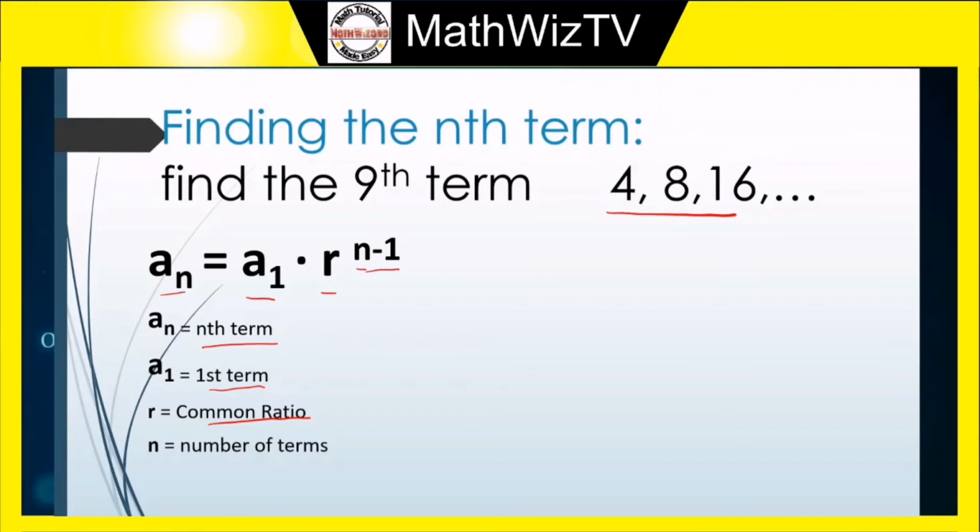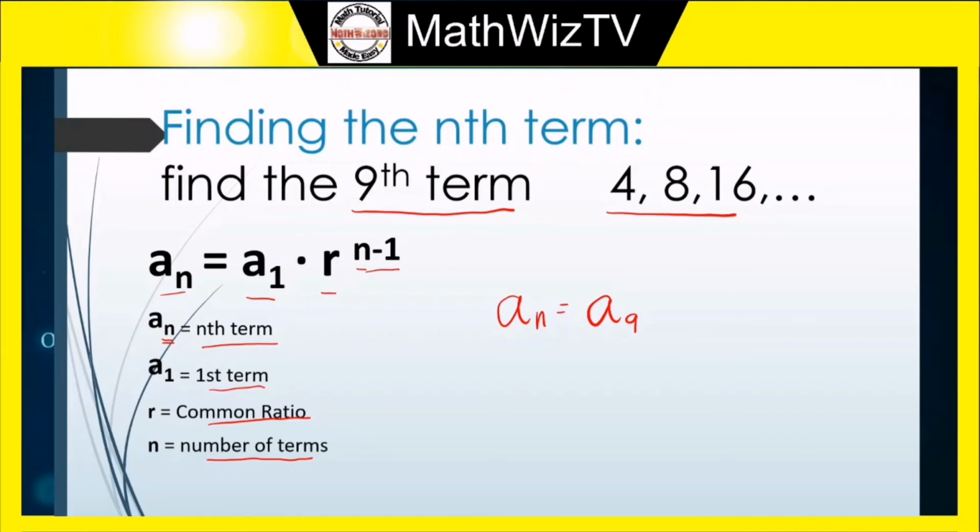So in here, n is the number of terms. Okay, so let us try. What is the value of a sub n? Do we have any value for a sub n? So in here, a sub n is not given. So we are looking for a sub n. But we can write it as a sub 9 because we are looking for the ninth term. That's why a sub n is equals to a sub 9.